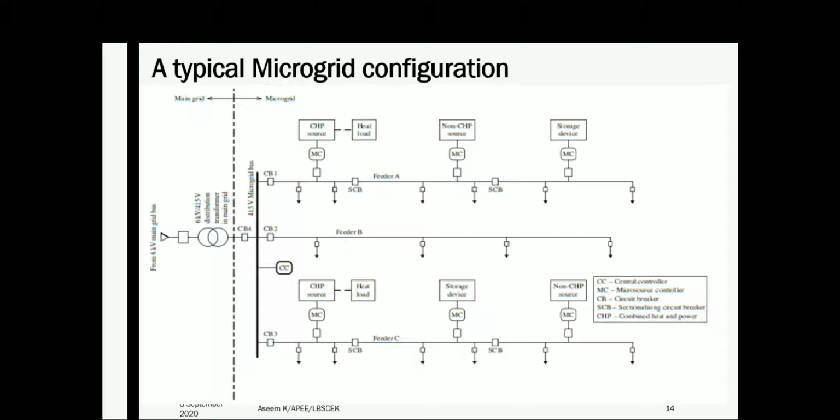In this video, we are going to discuss a typical microgrid configuration and what its components are. A typical microgrid configuration is shown in the figure. You can see that it consists of electrical or heat loads and micro sources connected through a low voltage distribution network.